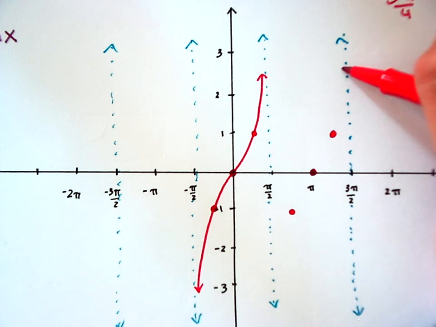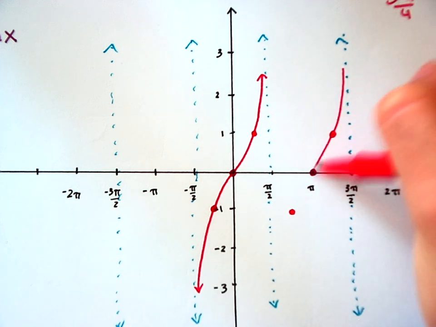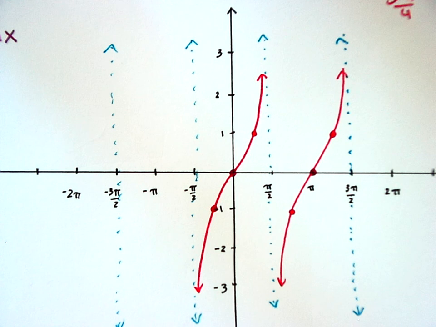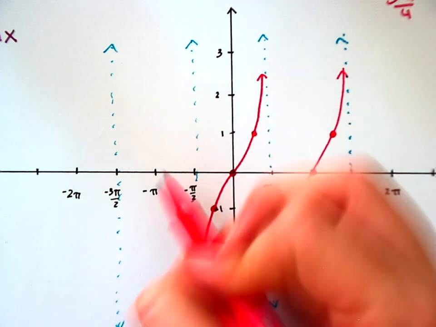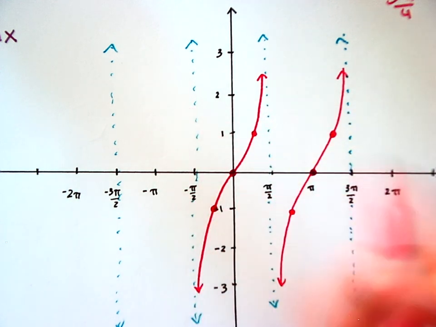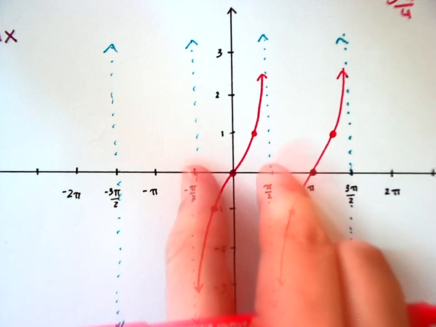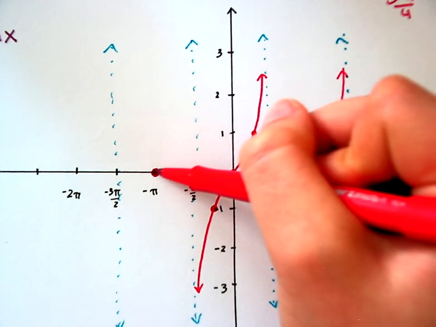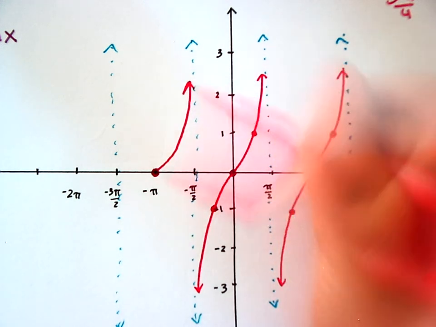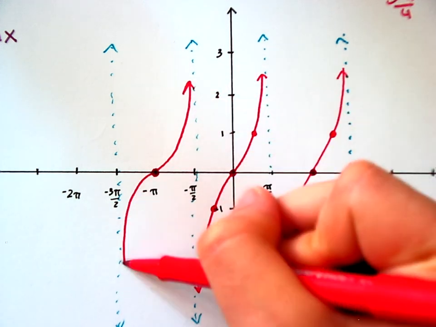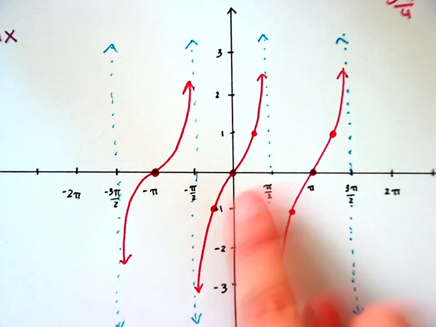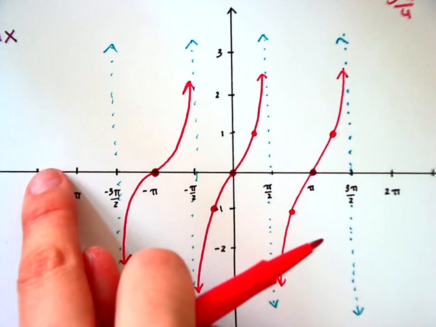So I'm just going to, again, go through my points here and approach my asymptote. Same thing happens in my negative direction. In each period, remember we call each full cycle a period, we have our value at 0, and then it approaches my asymptote in this direction and in this direction. Okay, and again, those continue forever in the positive direction and in the negative direction.